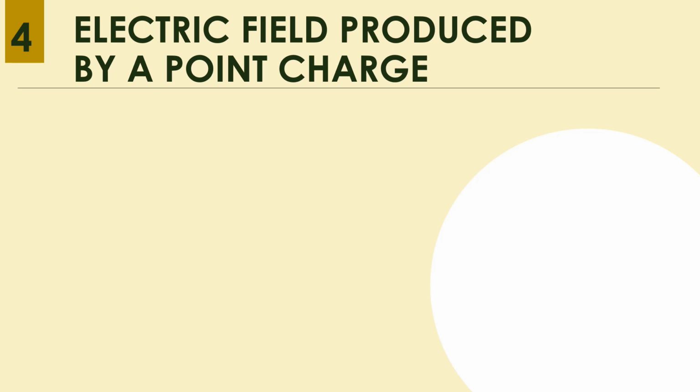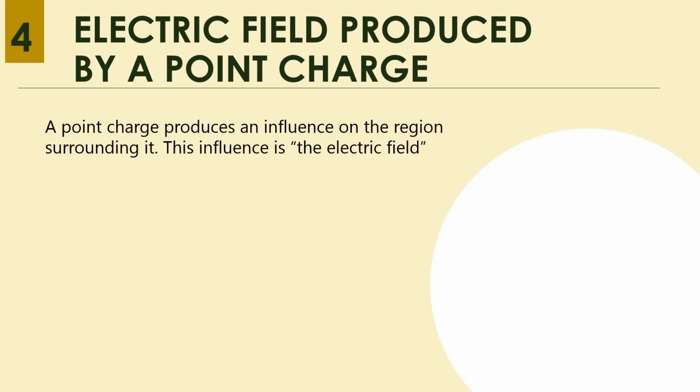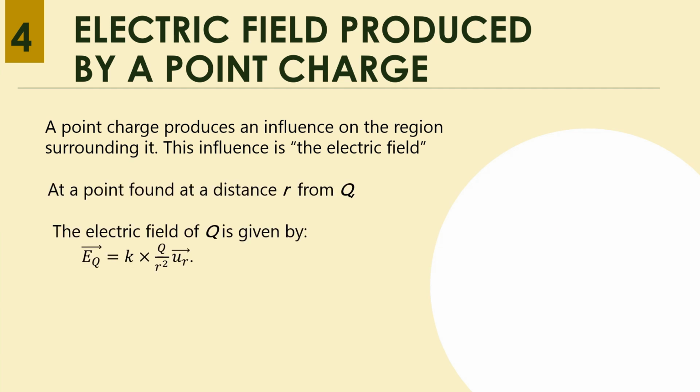Starting with the electric field produced by a point charge, suppose Q produces an influence on the region surrounding it. This influence is referred to as the electric field of this point charge. At a certain point, found at distance r from charge Q, the electric field is given by E equals K times Q over r squared along direction UR. What is UR? We're going to talk about it in a minute.